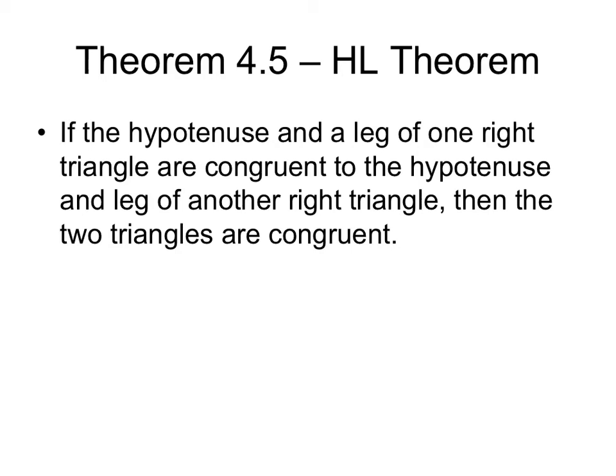So this is the official hypotenuse leg theorem, and it states that if the hypotenuse and the leg of one right triangle are congruent to the hypotenuse and the leg of another right triangle, then the 2 triangles are congruent. So what we would be looking for are 2 right triangles.